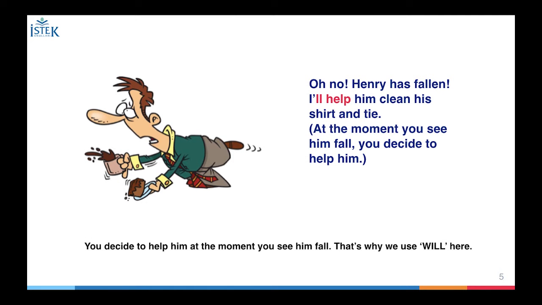Another example of this use is, oh no, Henry has fallen. I will help him clean his shirt and tie. Because I obviously didn't know that he was going to fall, I use will, because at the moment I see him fall, I decide to help him.